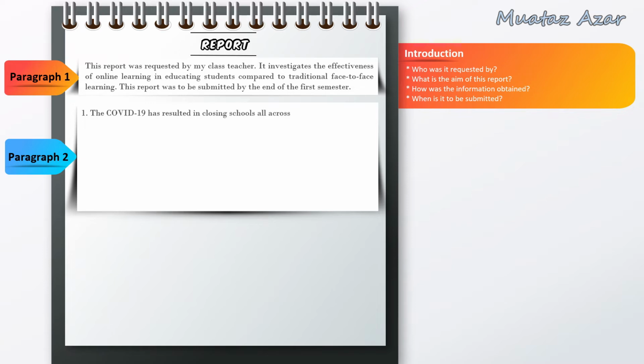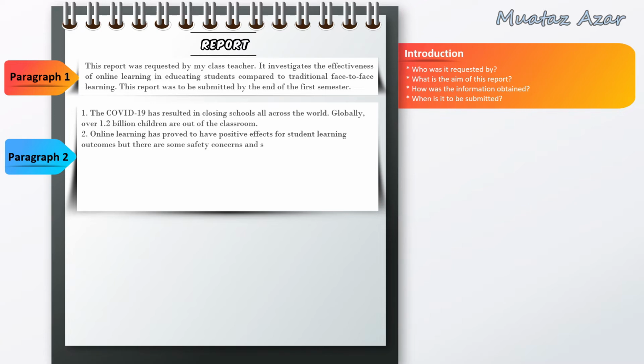The COVID-19 has resulted in closing schools all across the world. Globally, over 1.2 billion children are out of the classroom. Online learning has proved to have positive effects for student learning outcomes, but there are some safety concerns and some negative health impacts on the kids with long hours spent in front of the computer screens.